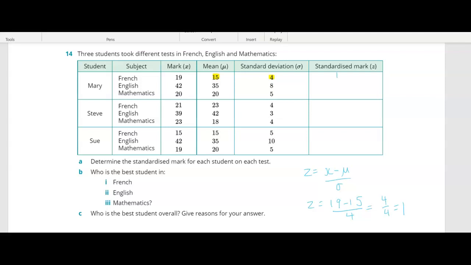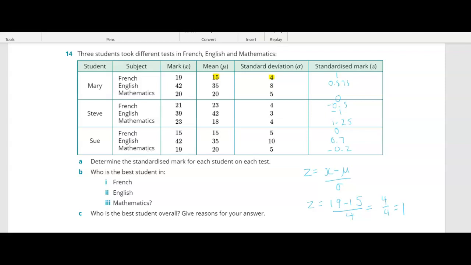All right, so I'm going to go ahead and do the rest of them, and you might like to also pause and do the rest. All right, so there's your standard score. Sorry, it's a little bit wonky. So question B, who is the best student in French?